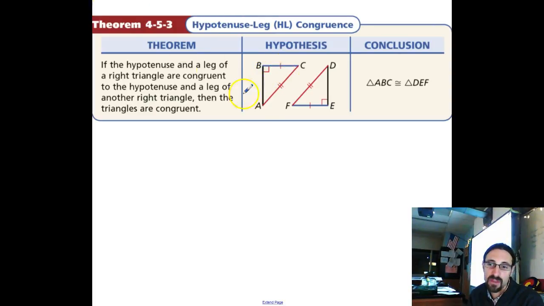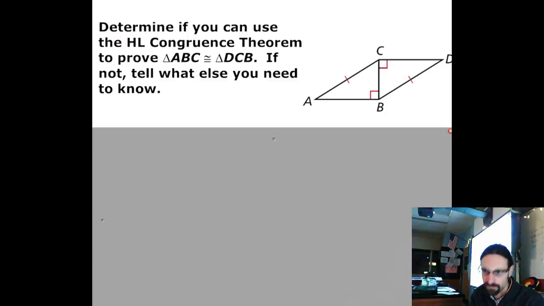We'll spend some more time on this later on, but again, before you needed an included side, and this is an example where you don't need an included side. You just need any two sides of a right triangle and to know that it is a right triangle. So here's how it looks. Determine if you can use the HL congruence theorem to prove that ABC is congruent to DCB. And if not, what other piece of information do you need?